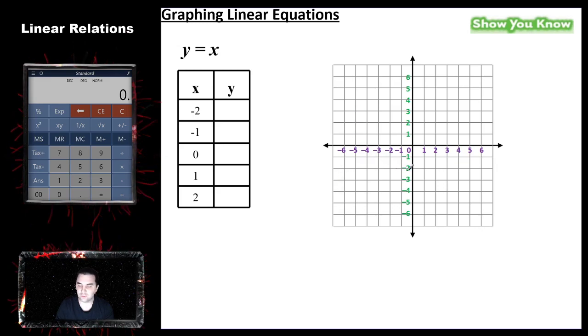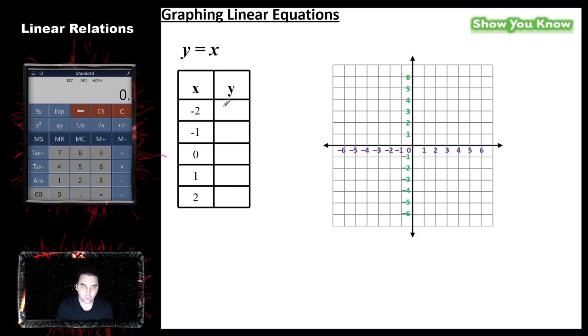All right, so I'm guessing that you have finished now. And if you have done this, you'll notice that you have a really neat line where all the x values are identical to the y values. And that makes sense because y is equal to x.